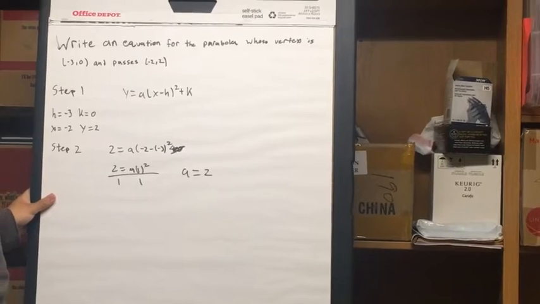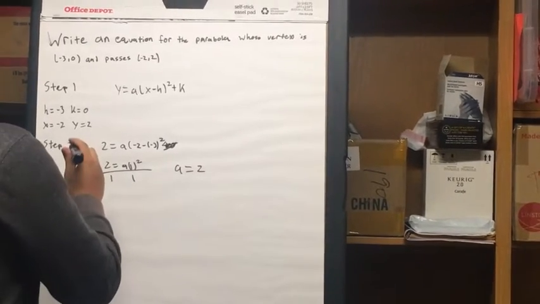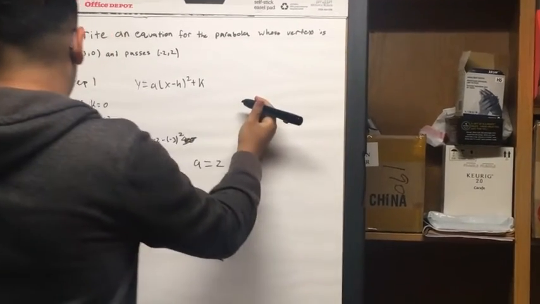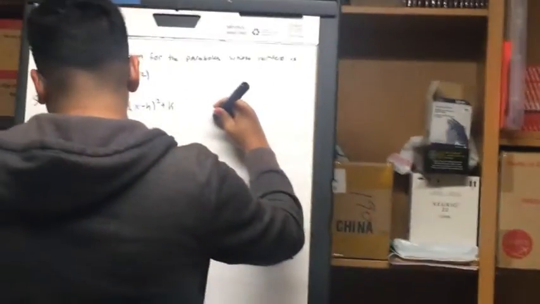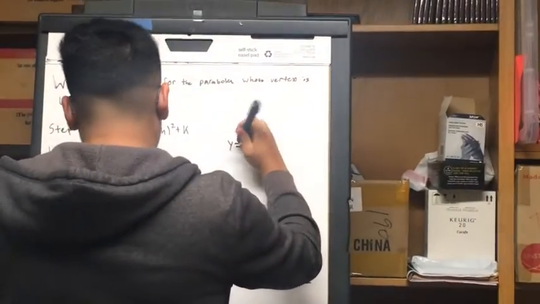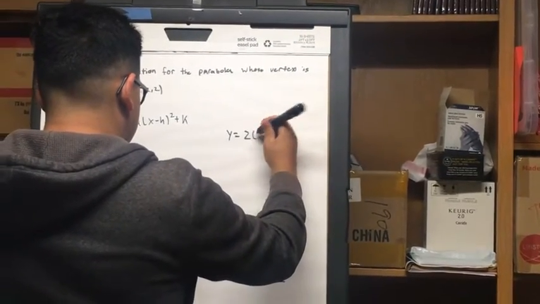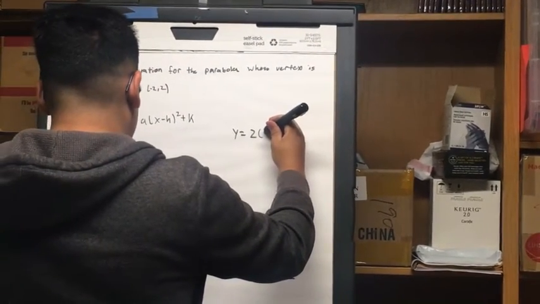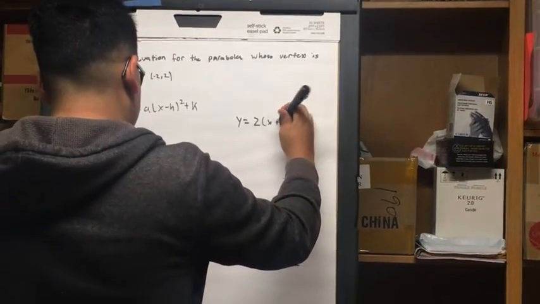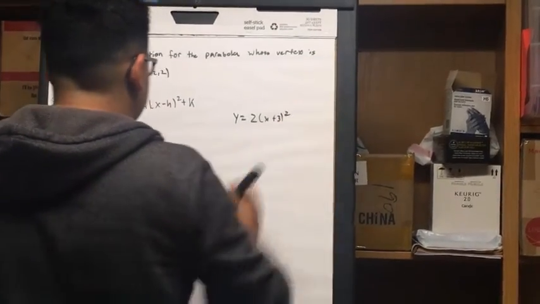And then for our final step, we're going to write it into the vertex formula. So then the vertex formula is y is equal to that. So then since you know a is 2, you can replace the a with 2 and then have it as x plus 3 squared. And then you can leave out the plus 0.